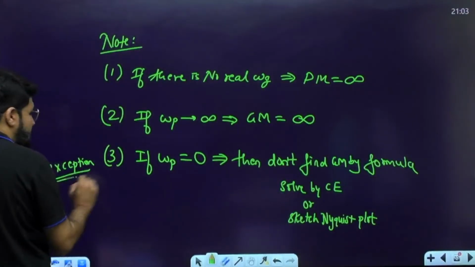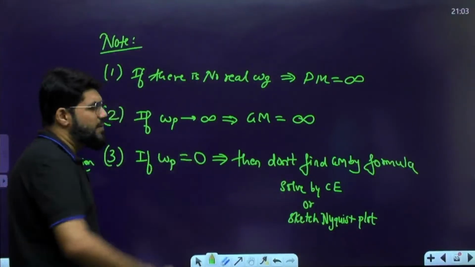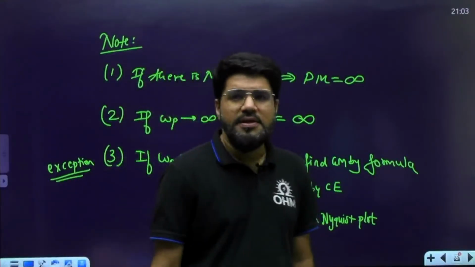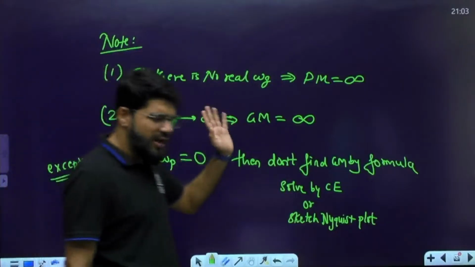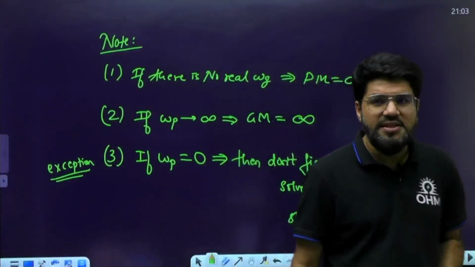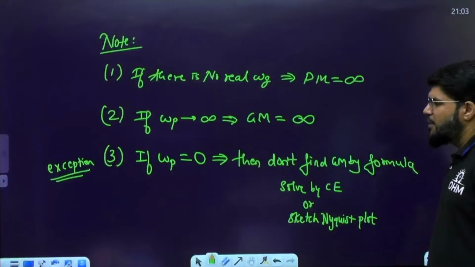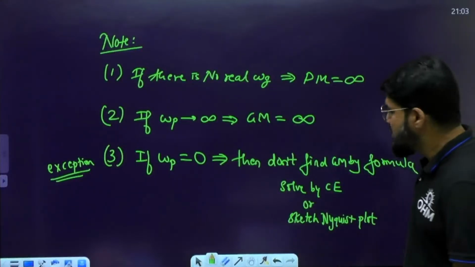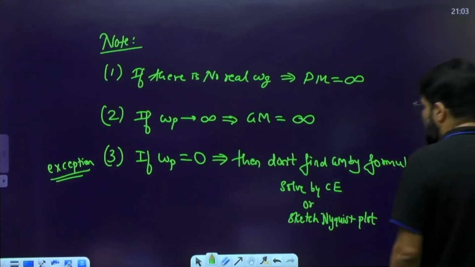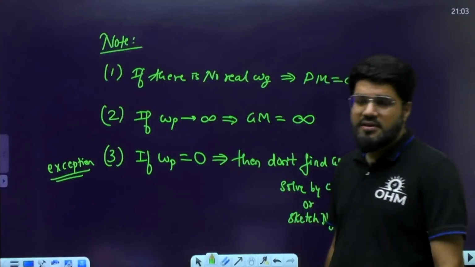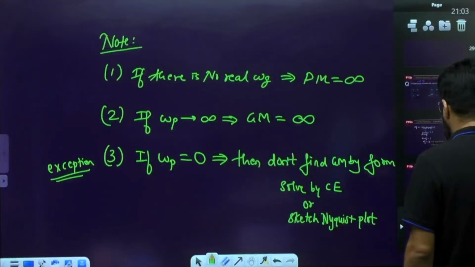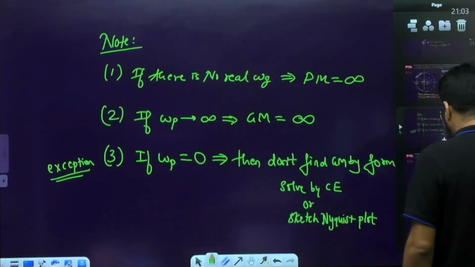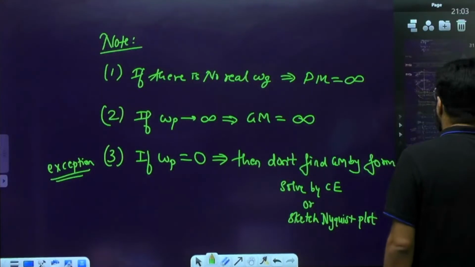The formula of gain margin will not be applicable if omega p is 0. You should know it in case such a question comes. Normally I have shown you what type of questions you are getting in recent years, but if such cases come you should be aware. If the phase crossover frequency is 0, then don't find the GM by formula. It may give you an incorrect result. It's not trustworthy. So solve by directly sketching the Nyquist plot or by characteristic equation analysis.